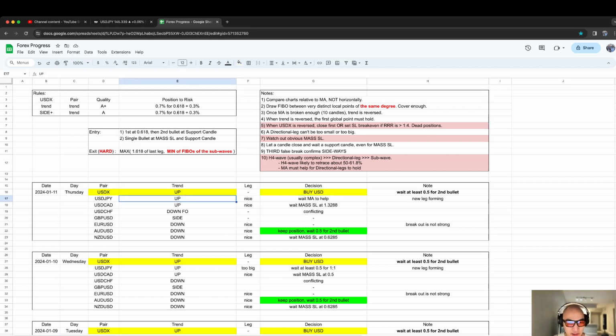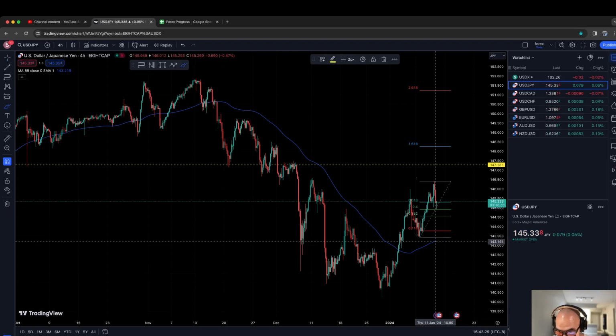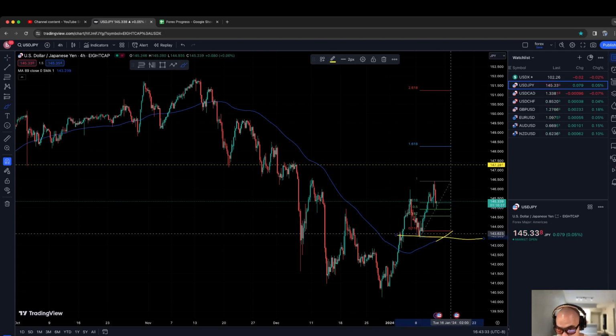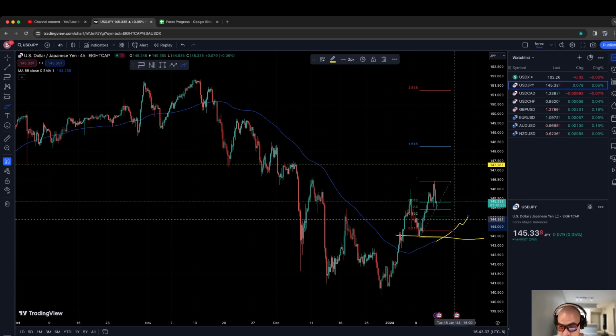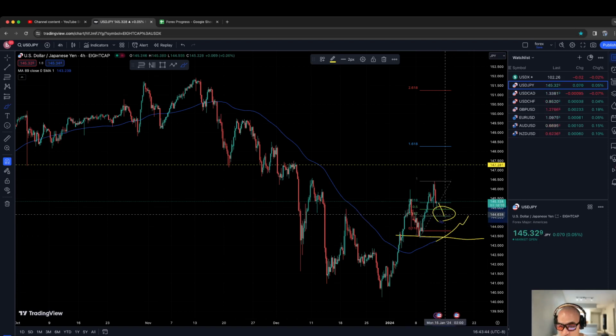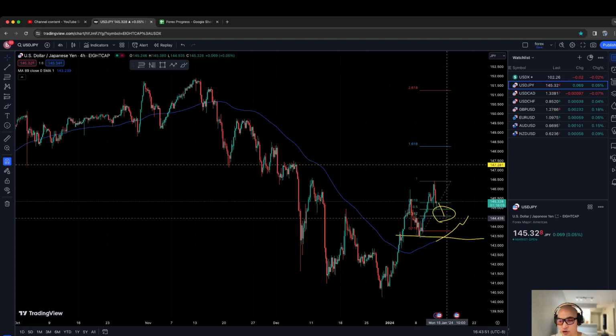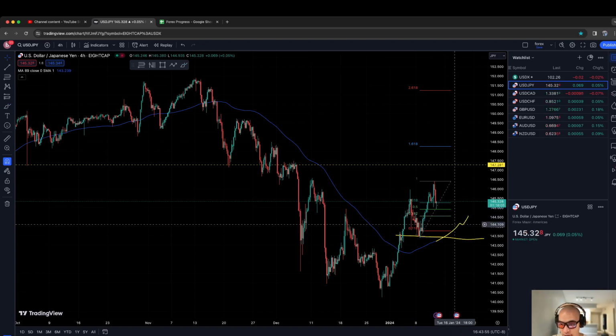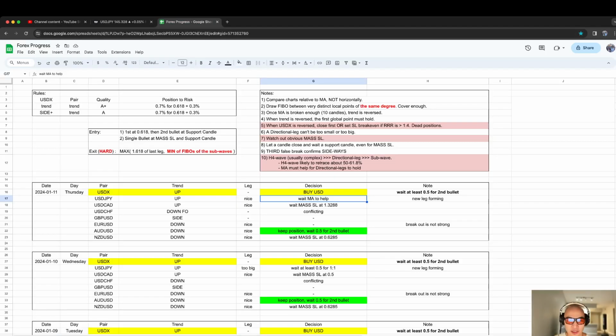Trend is up. The new leg size is nice, and it's worth mentioning that a new up leg is forming in USD Japanese yen. My decision is to wait for the moving average to help my story. I'm going to wait for the moving average to exceed this local minimum point here, like this. Ideally price should retrace around this zone, 0.5 and 0.38 Fibonacci retracements, and then I'm going to buy USD Japanese yen. Right now it's too early. I hope that makes sense, guys. That's what I mean when I say wait for the moving average to help.